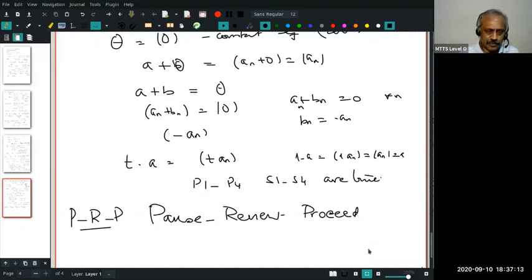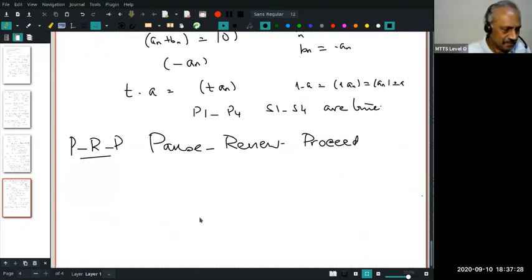If you check all these 4 examples, now you don't have to remember P1 to P4, S1 to S4. You will know. And you will also be able to write down the definition of a vector space. Okay, it will come automatically. You don't have to make an effort to memorize it separately.